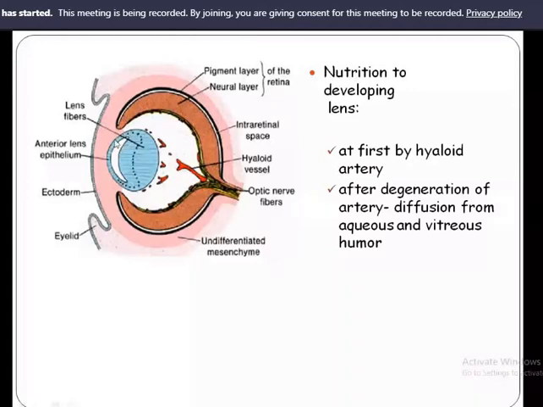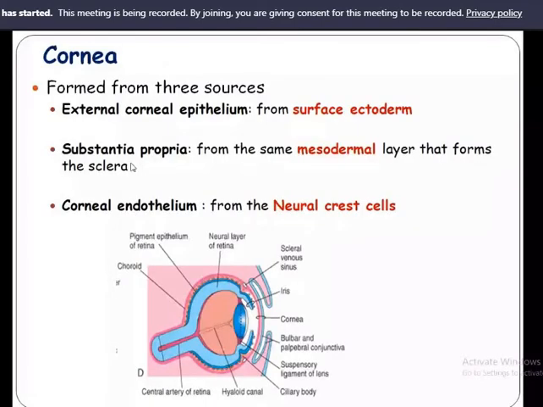The next one is the cornea. How is the cornea developed? The cornea is developed mainly from three sources. And what are the three histological layers of the cornea? We have the corneal epithelium, substantia propria, and corneal endothelium. You know these three histological layers of the cornea.